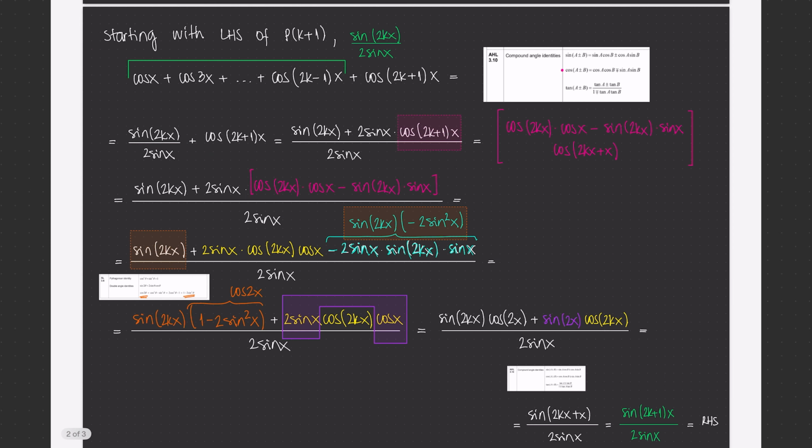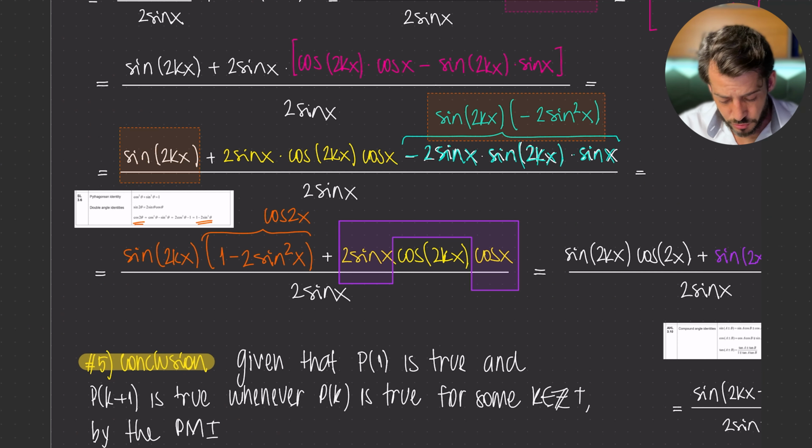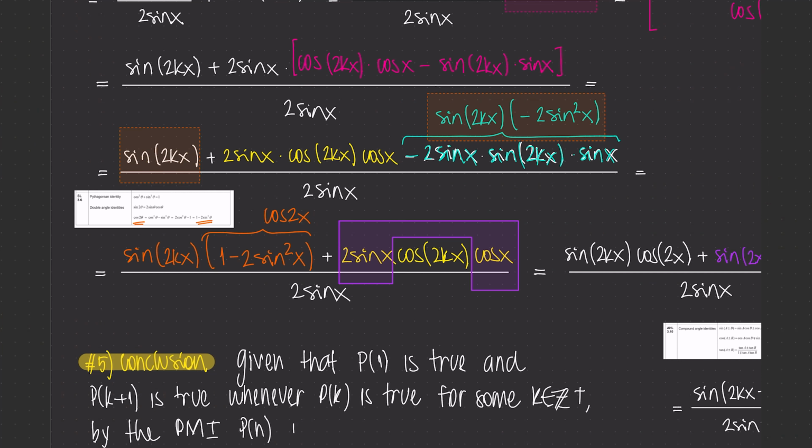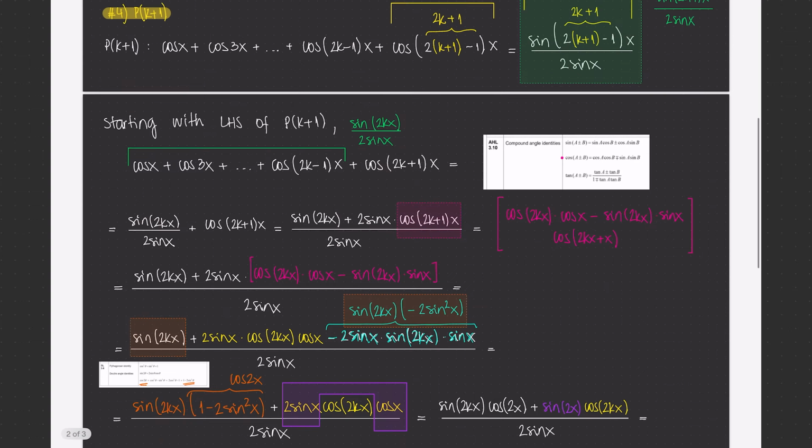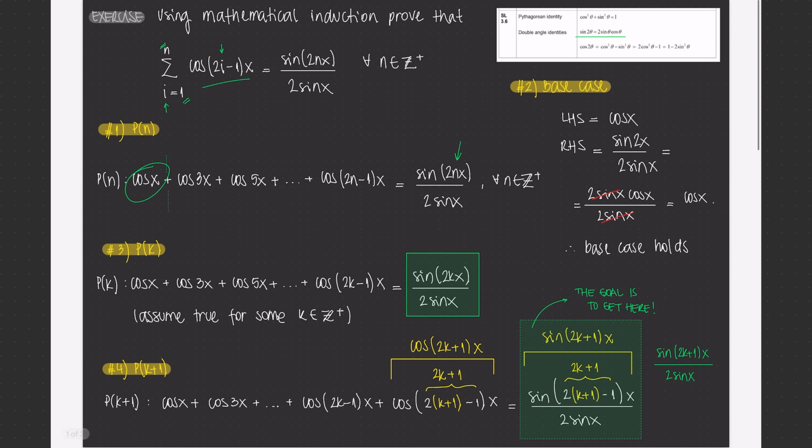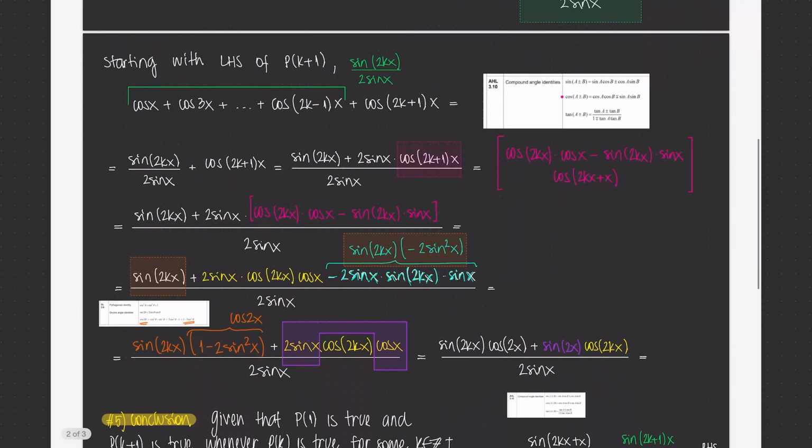We're pretty much done. The only thing missing now after all this long process is to write the conclusion. In the conclusion, as you know, there's no secret. You just need to spit out the sentence, which you always need to write after going through an induction proof exercise. So let's do that now. Given that P(1) is true and P(k+1) is true, whenever P(k) is true for some positive integer k, then by the principle of mathematical induction, P(n) is true for all positive integers. And there you go. Look at this beauty. Kind of a long exercise, right? Lots of steps here. But we're done.